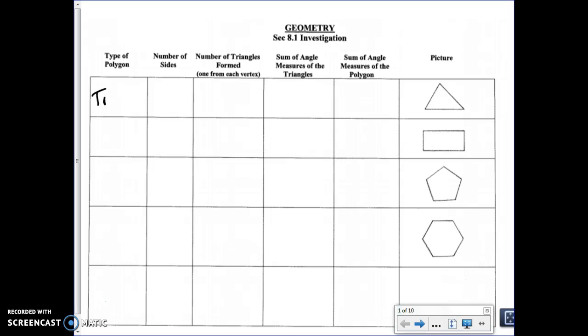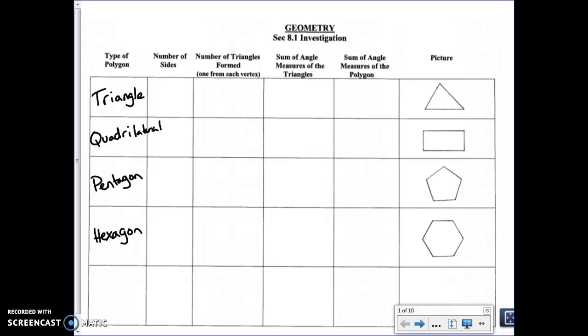Type of polygon. 3-sided is a triangle. 4-sided is a quadrilateral. We can't get more specific than that right now. A 5-sided is a pentagon. And a 6-sided is a hexagon. Okay, and I'm going to leave this bottom row blank for a little bit. We'll talk about it in just a minute.